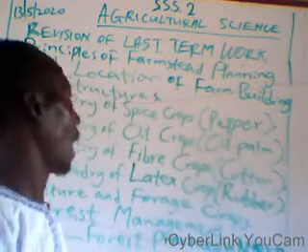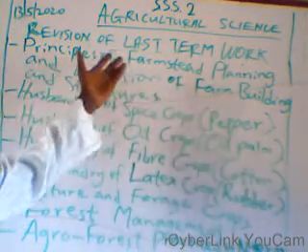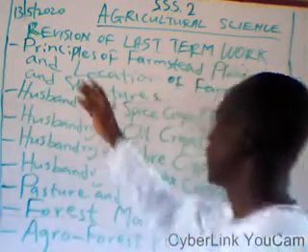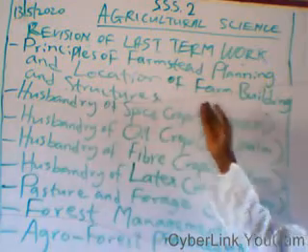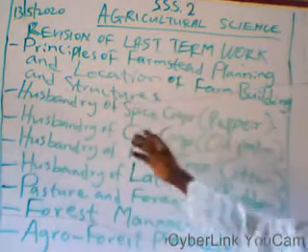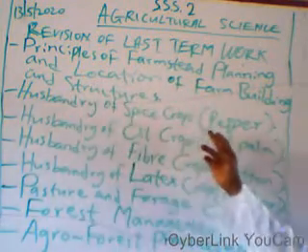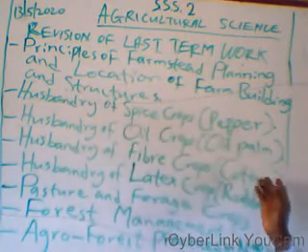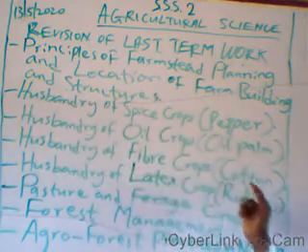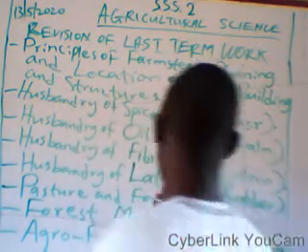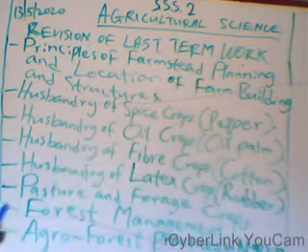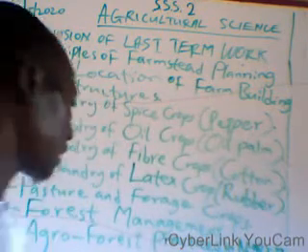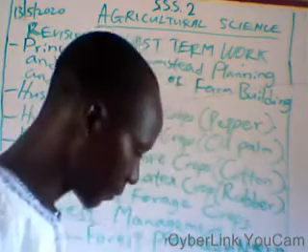This week we are going to have our general revision for last term work. So we shall be starting with principles of farmstead planning and location of farm buildings and structures. Husbandry of spice crops, example pepper. Husbandry of oil crops, example oil palm. Husbandry of fiber crops, example cotton. Husbandry of latex crops, example rubber. Pasture and forage crops. Forest management and agroforestry practices in Nigeria.